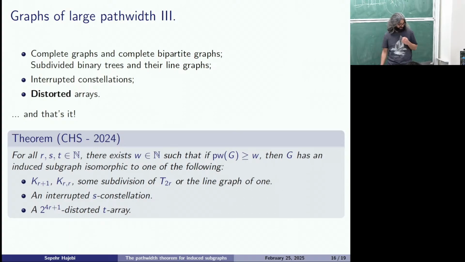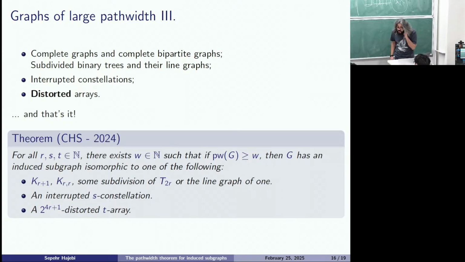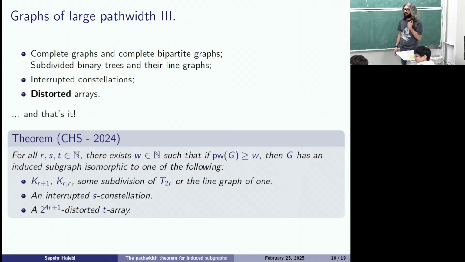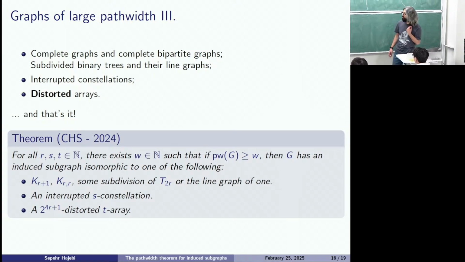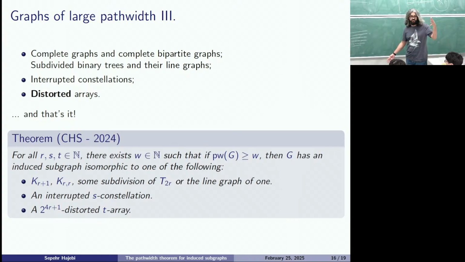Oh, what does a large wall contain? Yes, big walls contain subdivisions of big binary trees, as subgraphs, and their line graphs contain line graphs of binary trees.